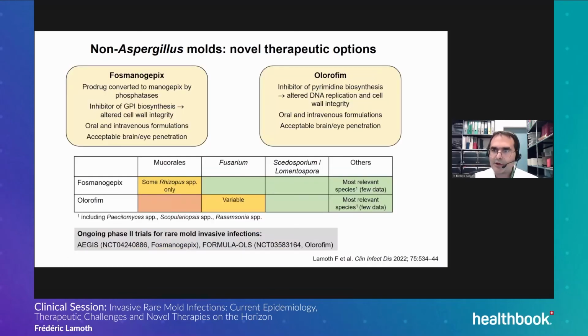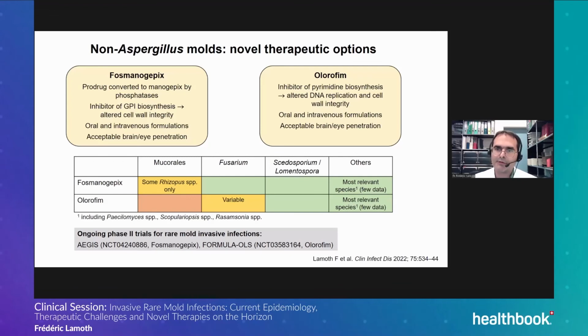Among the novel therapeutic options, there are mainly two drugs with very promising results in preclinical studies. Fosmanogepix is a product converted to manogepix by phosphatase. It's an inhibitor of the glycosylphosphatidylinositol biosynthesis, so it will affect the cell wall integrity. Importantly, it can be given intravenously, but also by oral route, by pills, and it has a good brain penetration, which is important for these rare molds, which sometimes have a propensity to affect the brain, like Scedosporium.